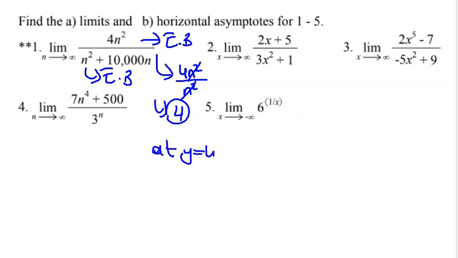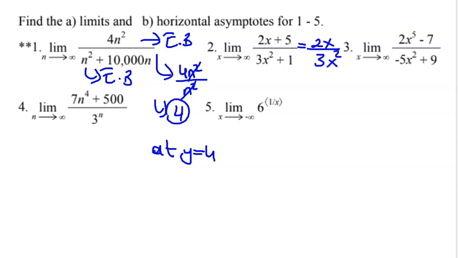Since the limit is 4, that means this rational function has the horizontal asymptote at y equals 4. Okay. All right, let's move on to number 2. In number 2, again, the largest degree term of the top function is 2x. Also, 2x is our end behavior. So 2x over the largest degree of the bottom function is 3x squared.